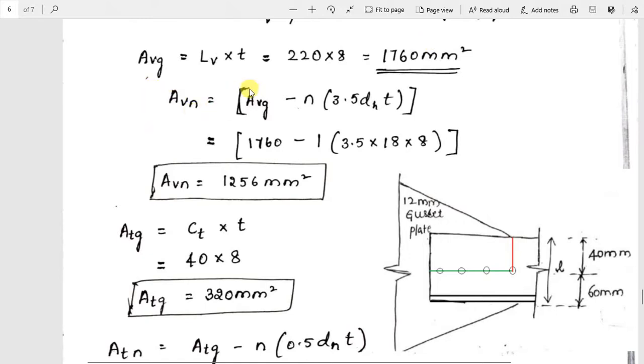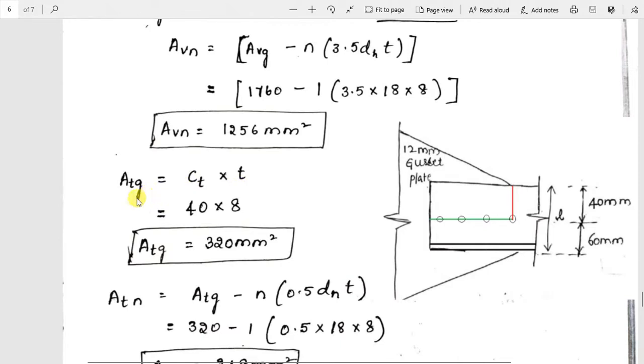Once again AVN, AVG minus N into, so this value changes for every problem. So AVG is 1760. N is number of shear planes. In this case there is only one shear plane, whereas in the previous problem we had two shear planes. So here N will be equal to 1. So this value changes with every problem. So what is this exact value? It is nothing but the number of bolt holes participating along this shear plane. So how many bolt holes are participating? 1 full, 2 full, 3 full and a half. So it will be equal to 3.5. DH is 18, T is 8, so you will get AVN.